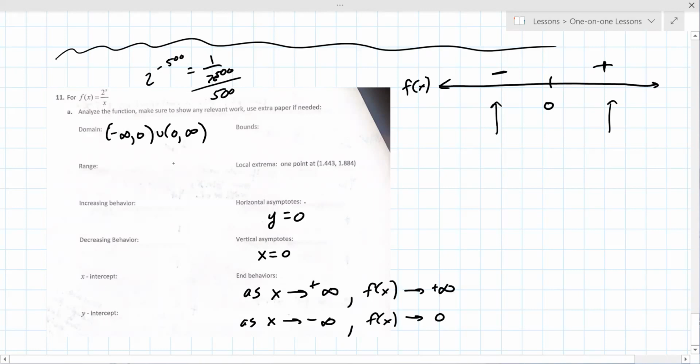We will get to these other ones, but I'm kind of avoiding them. The y-intercept is when x equals 0, but x cannot equal 0, so this does not exist. The x-intercept is when y equals 0, so the only time this can equal 0 is if 2 to the x equals 0, which is also not possible.